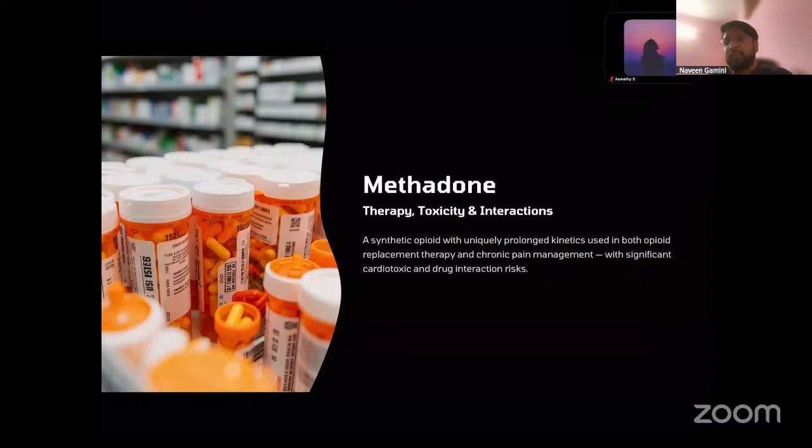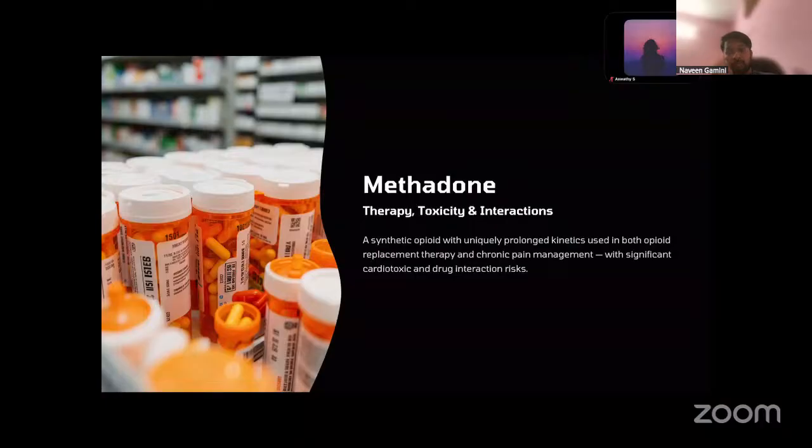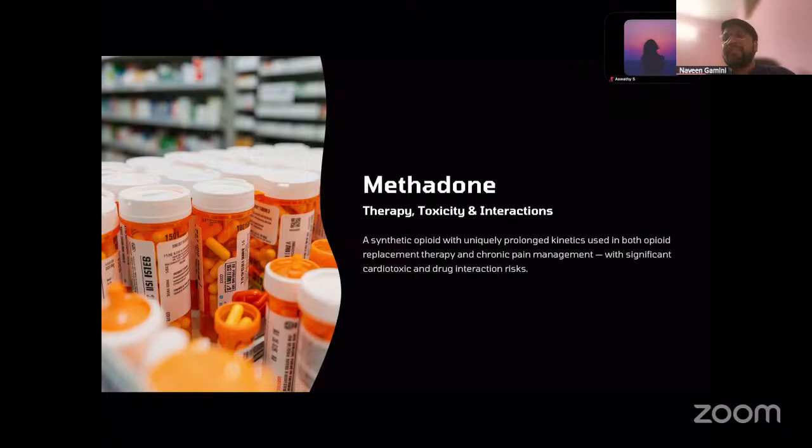Next drug is methadone. It's a synthetic opioid which has prolonged kinetics. It is used in both opioid replacement therapy and also chronic pain management. So the major use of methadone is in patients who have been advised for opioid replacement therapy, and also in patients who have chronic pain responding to opioids. But methadone has a significant side effect, which is cardiotoxicity.